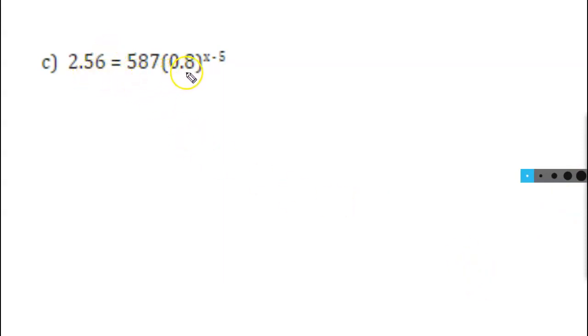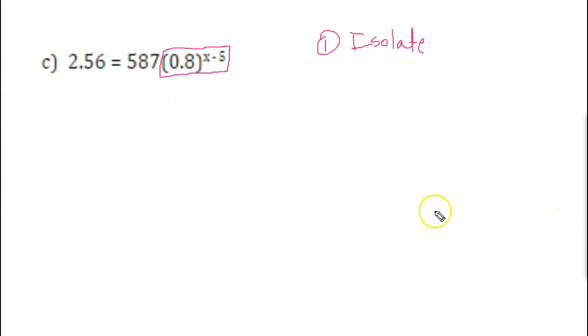So let's try and use those steps to help us solve the following equation. 2.56 equals 587 times 0.8 to the x minus 5 power. So step number 1, we said, was going to be to isolate the exponential. So where is the exponential? Let's find it. Here's the exponential. And if I want to isolate it and get it by itself, I need to get rid of the 587. So I want to divide both sides by 587.